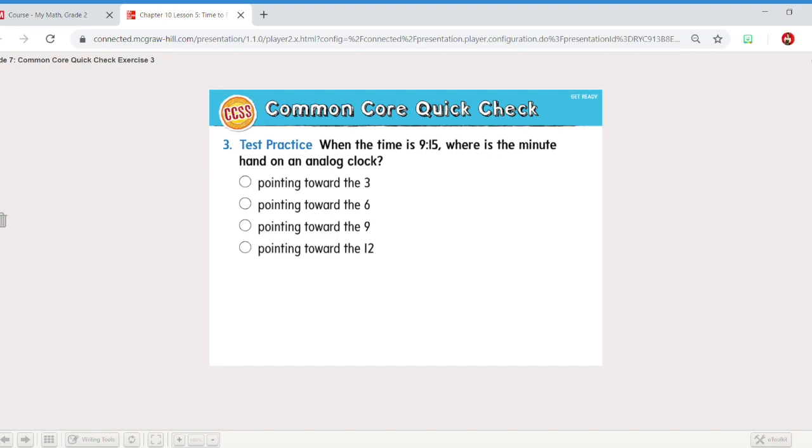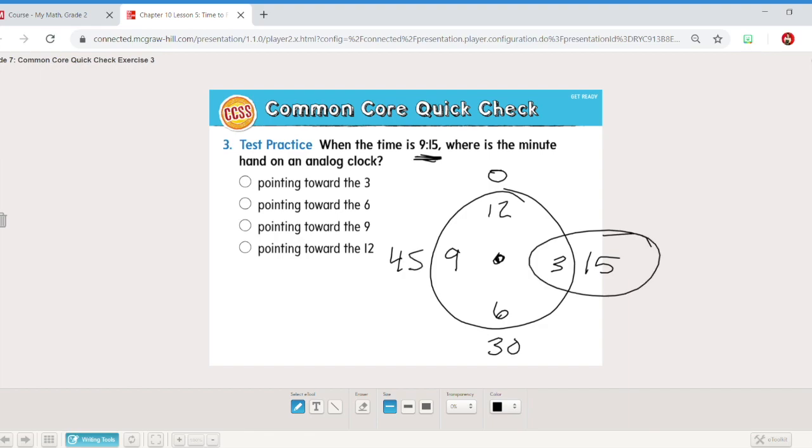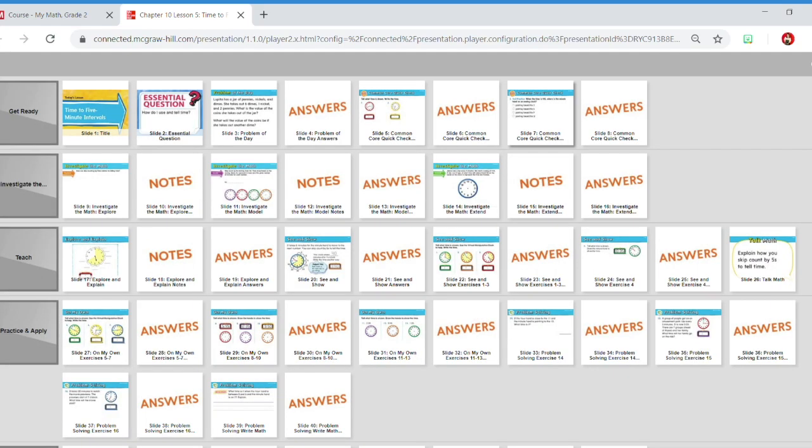One more warm-up for us here. When the time is 9:15, where is the minute hand on an analog clock? Our analog clock is the one that looks like this with a minute hand and an hour hand. And we have 12, 3, 6, 9 at our quarter spots. When it is 9:15, where is the minute hand pointing? Well, I know when it's at the 12, that means it's 0. When it's at the 3, it's 15. At the 6, it's 30. And at the 9, it's 45. So the minute hand is pointing at the 3 to show that it is 9:15.